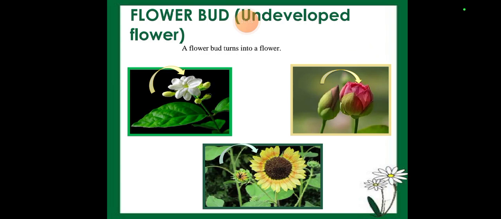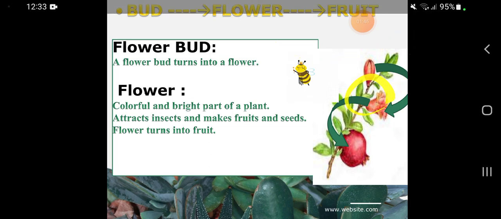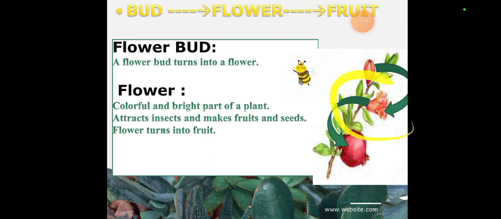Flower bud. So basically, what is a flower bud? An undeveloped flower. A flower bud turns into a flower. You have seen this type of flower that is not yet opened. This is the bud of this flower, and this is the bud of this flower. So a bud is basically an undeveloped type of flower, and then it becomes big, it takes some time, and then it turns into a flower. A bud turns into a flower, and that flower turns into a fruit.